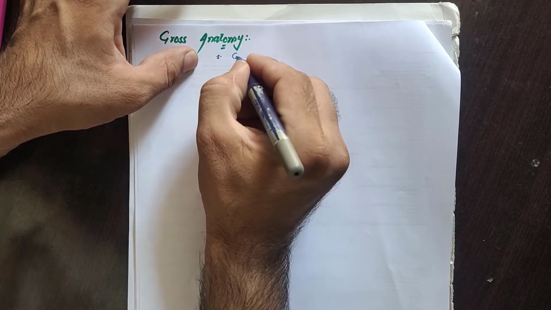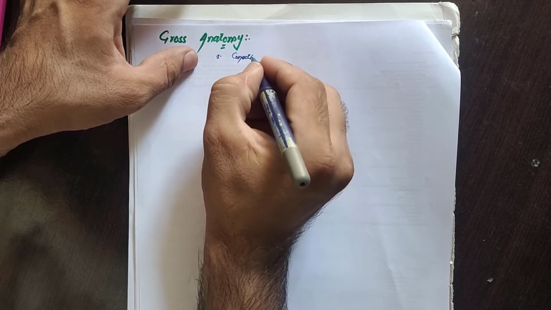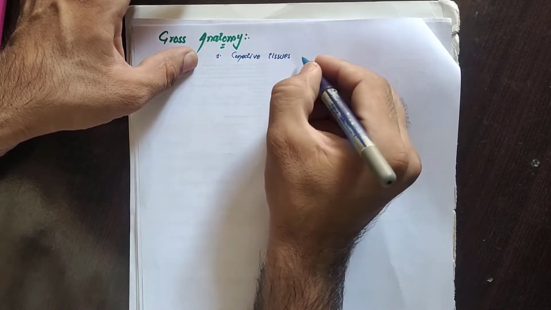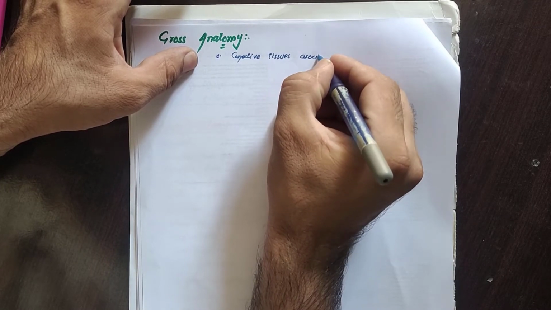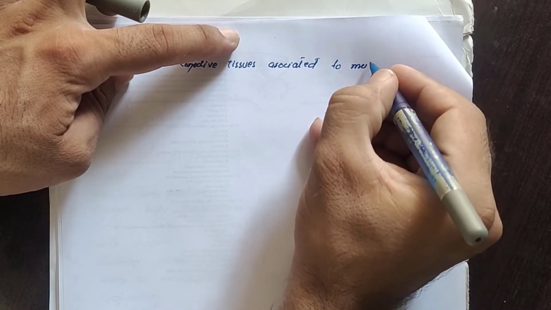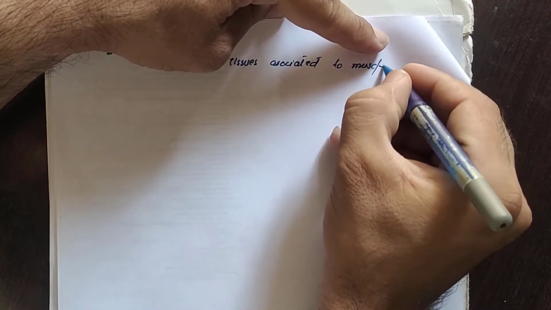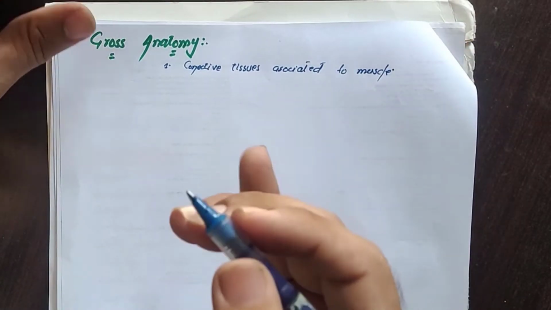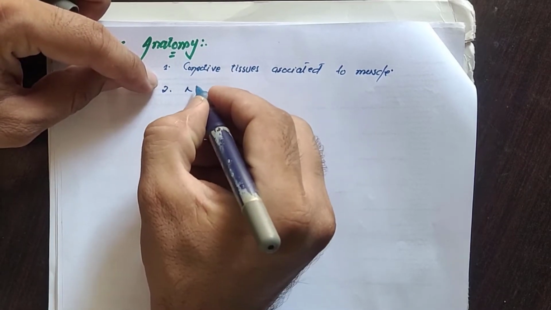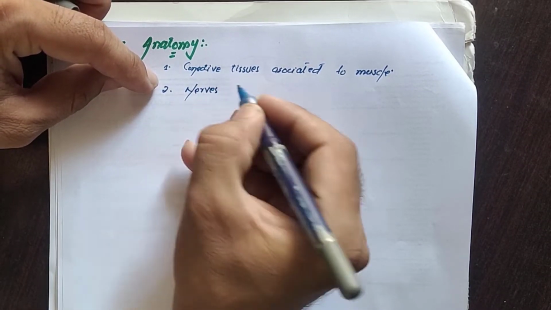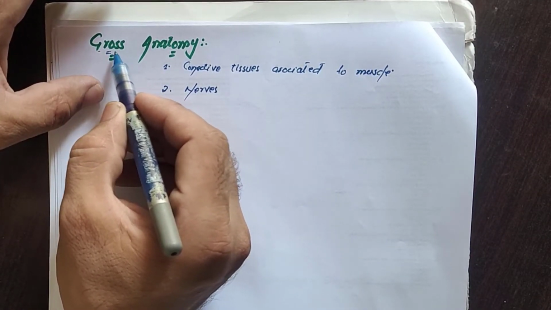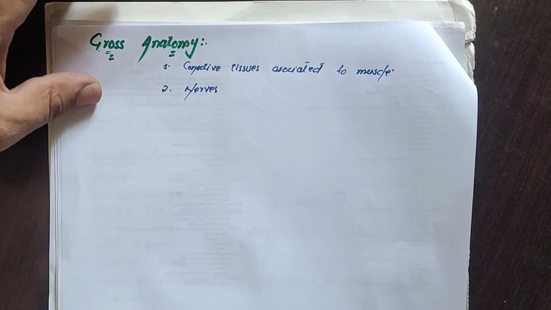So I'm writing here the components of muscle. I'm writing here the connective tissues associated to muscle, right? So if we are talking about skeletal muscle, the first component of it is the connective tissues associated. Then there are nerves, right? Nerves are there, and these are the things which we can see with our naked eye, so that's why I have written the gross anatomy of the skeletal muscle.